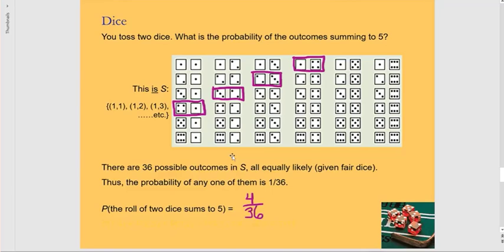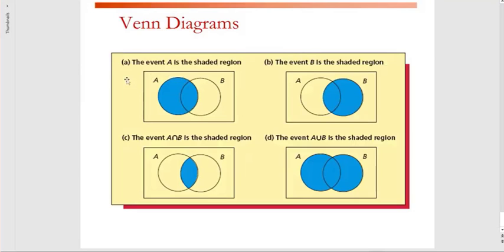So that's our probability. Here's some Venn diagrams showing various events. The insides of the rectangle represent the entire sample space. The circles represent the events. So here we see event A is in blue. So this blue circle represents event A. For part B, the event B is shaded. This represents the event B.